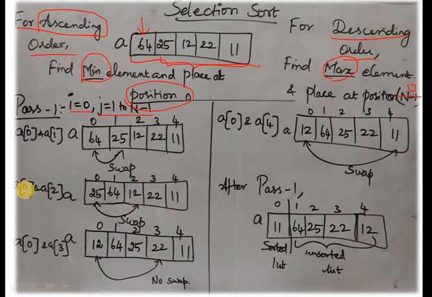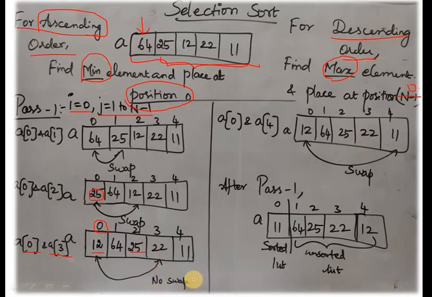Then again you have to compare the first element with the third element. Here in the first position, now we are having 25. So 25 is compared with 12. Again it is greater, so we have to swap those two elements. Now in the first position we are having 12 and in the third position we are having 25. Next we have to compare the first element with the fourth element, the 0th position element and the 3rd position element. So 12 and 22 will be compared. 12, the element at position 0, is less. No need for swapping.